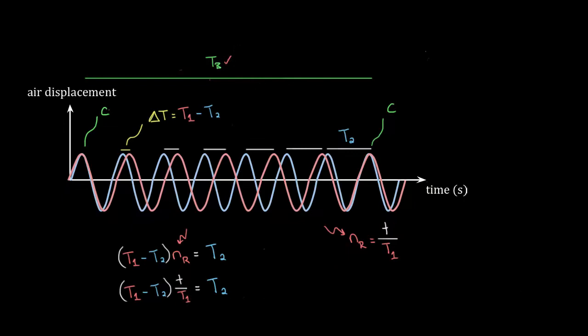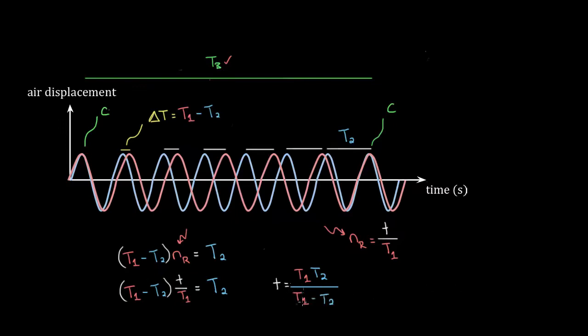So if I solve this for little t, I'll get little t, the time that it takes in order for these two peaks to get spaced out a whole second period. I'll multiply both sides by t1. I get t1 times t2, and then I'll have to divide by this parentheses term, so I'll divide by t1 minus t2.